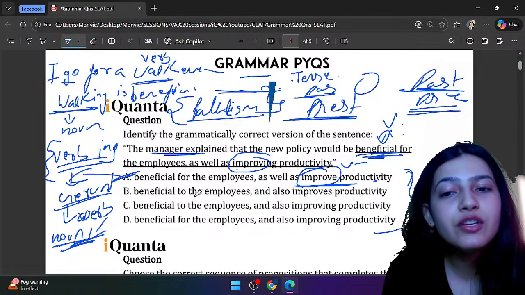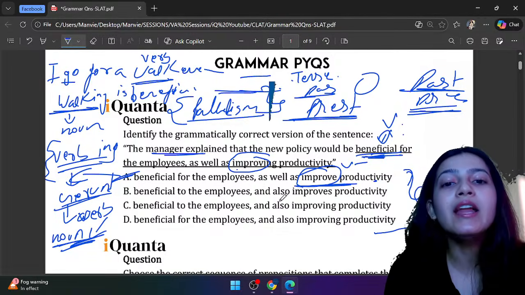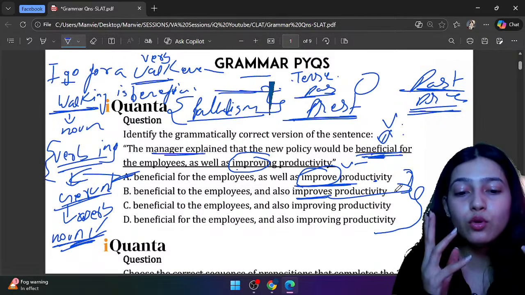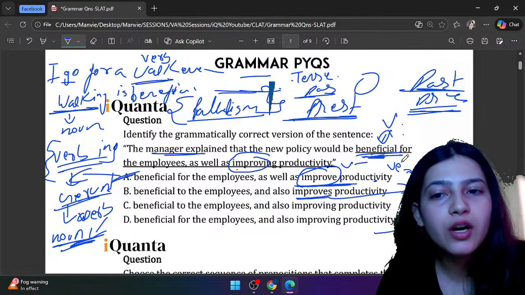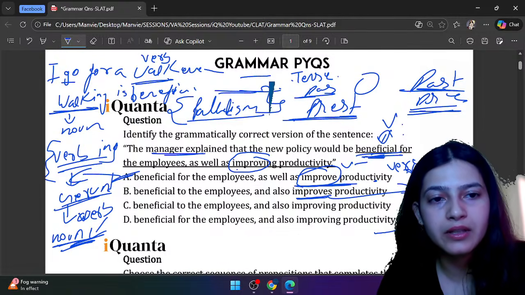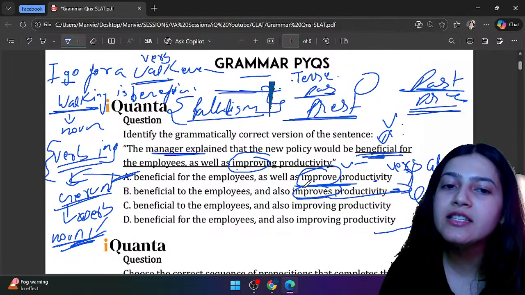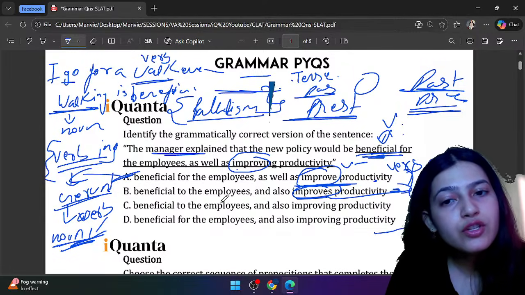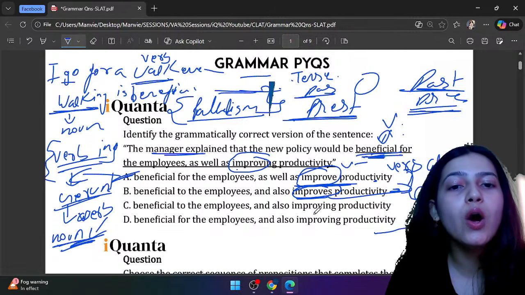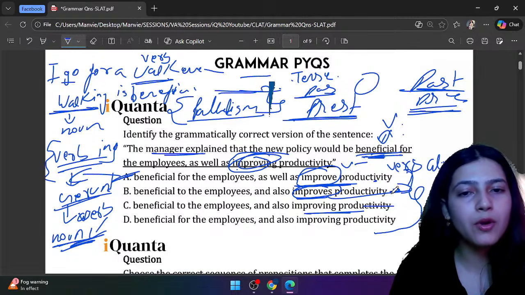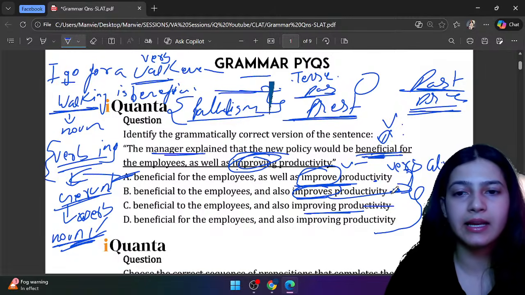B says beneficial to the employees and also improves productivity. Improves, यहाँ पे तो हमारा verb is in alignment. Verb align कर रहा है. But here there is tense mismatch. Then beneficial to the employees and also improving, same thing that's written here. Again, tense का problem है, tense alignment नहीं है.